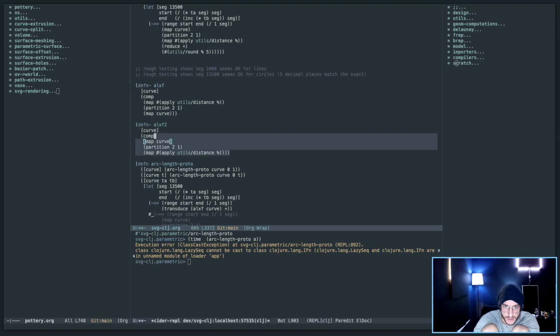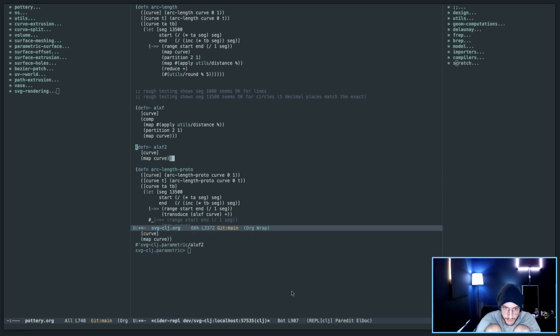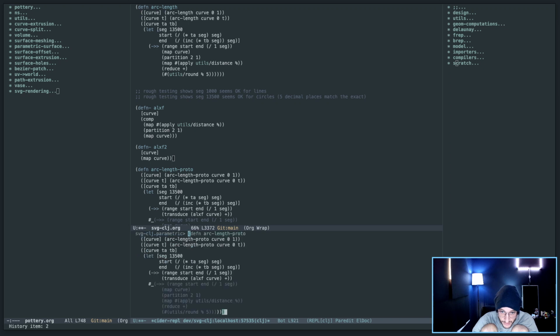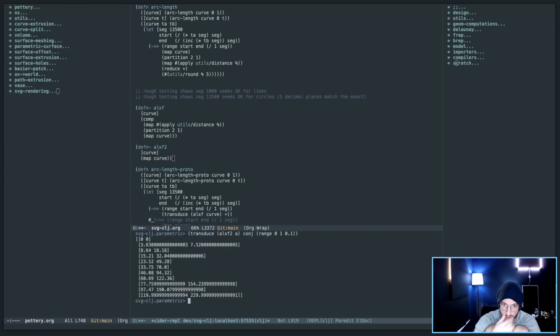reduce this to something simpler, let's try this. Let's do map curve. Okay, I don't think this is going to be right, but let's give it a shot. Okay, so let's figure out transduce ALXF2, but we can't do plus, that won't work. Let's try Clojure. Okay, so we do get something out of this, so that's good. Great. That's not so bad, actually.